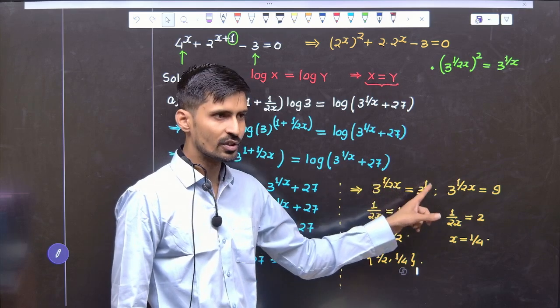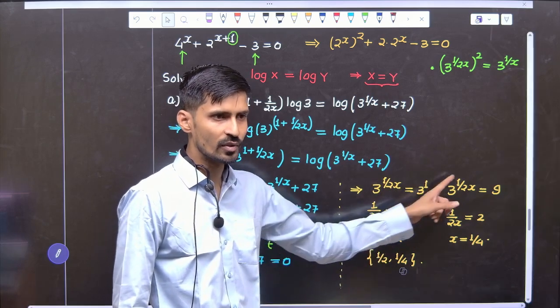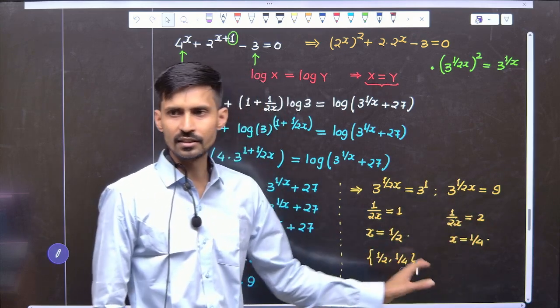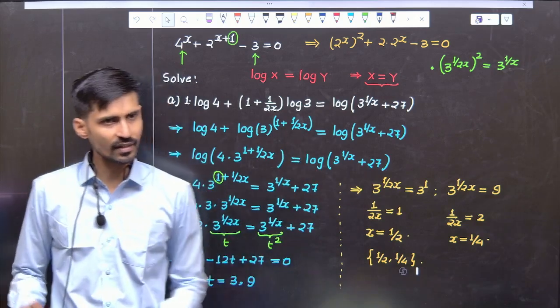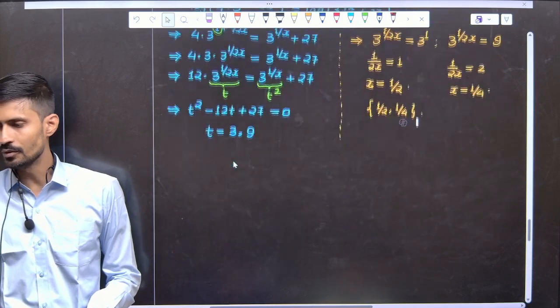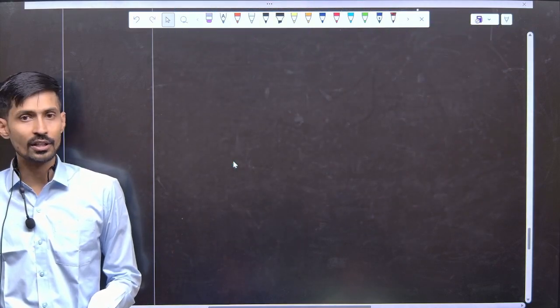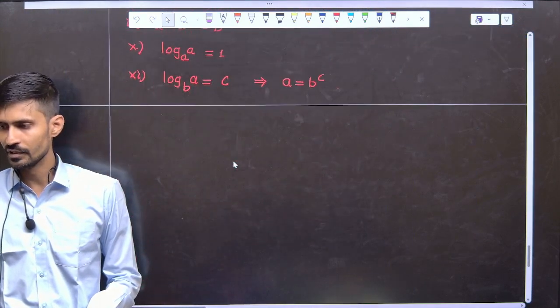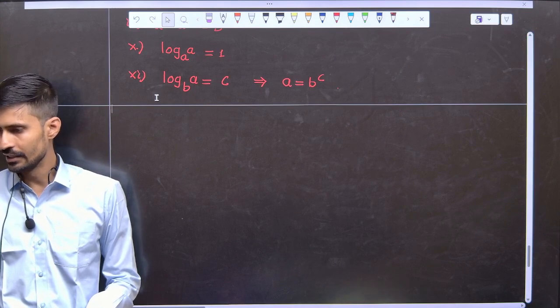by 2x. Right? 3 parts, this. Okay. Now let's come to logarithm. How to solve logarithmic?